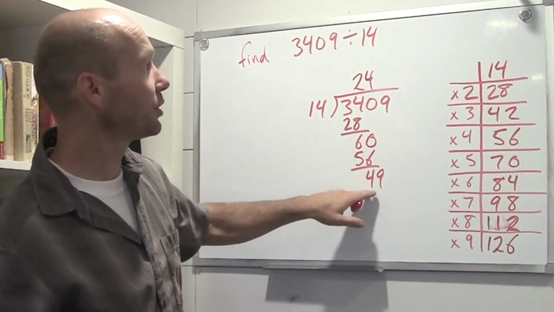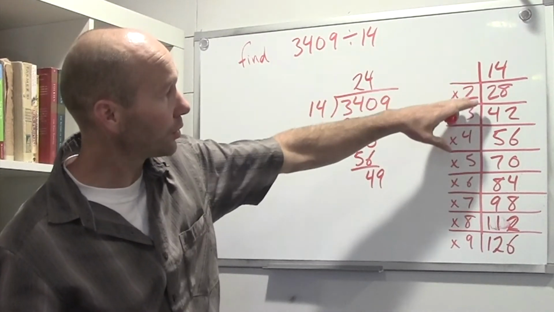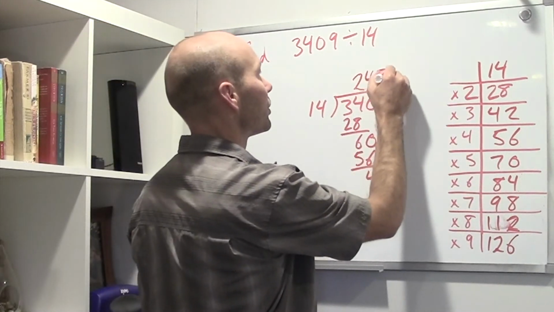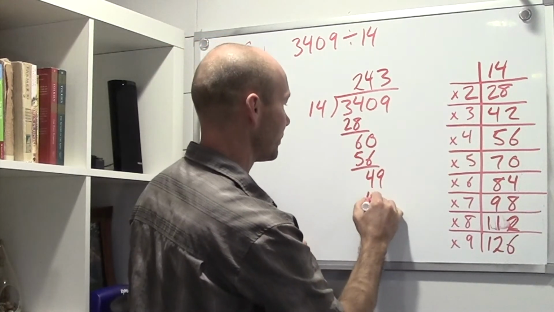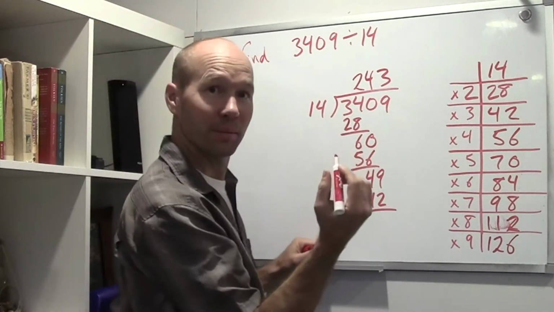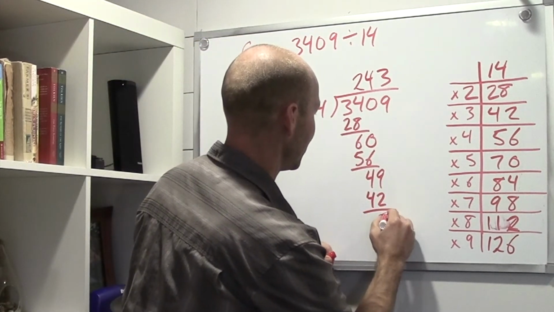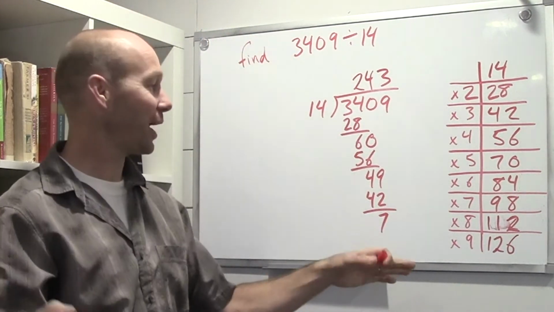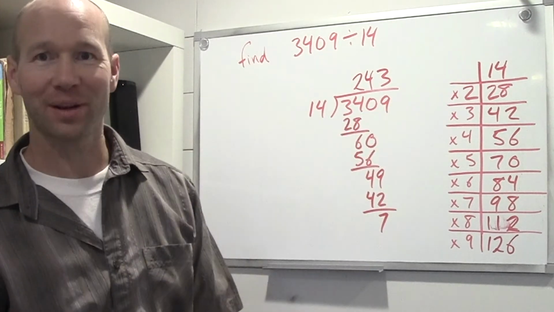And 14 goes into 49 how many times? Well, it goes in closest to 3 times. 3 times 14 is 42. And 49 minus 42 is 7. Now what do I need to do? That's right, I have run out of numbers, so I need to bring down a decimal.